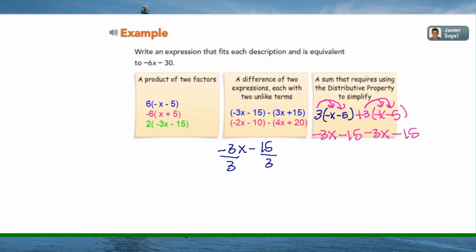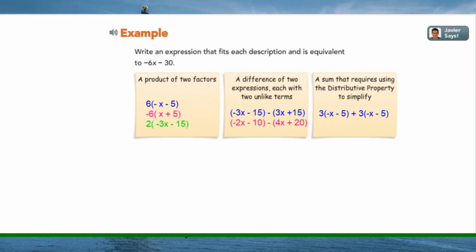Now I'm going to go ahead and identify my like terms. My like terms are negative 3x, negative 3x, and then we have negative 15 and negative 15. So once I combine the ones in pink, I end up with negative 6x. And once I combine the ones in green, I end up with negative 30, which brings me back to my original expression.